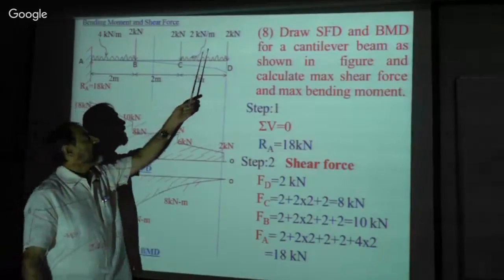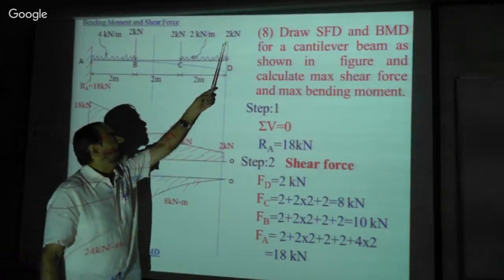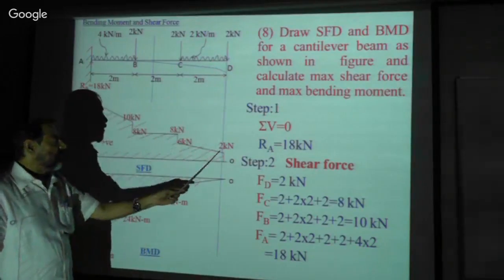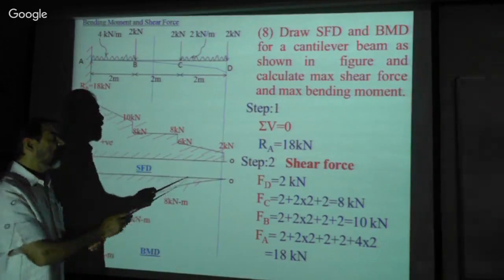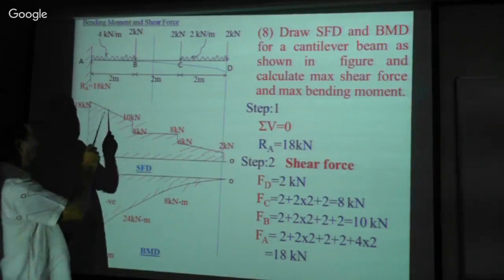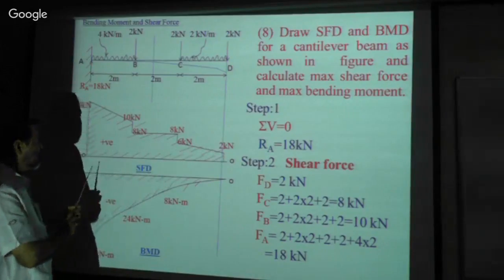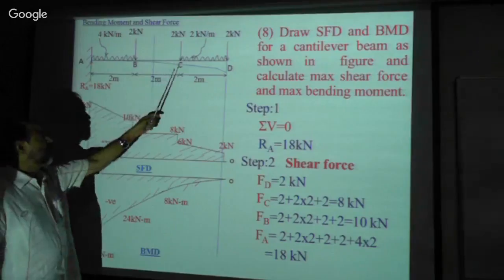And again at this point, at the point D, there is a 2 kilonewton acting downward. Then come down and reach the 0 point. This is how we can complete this diagram. This gives you the shear force diagram for the given system of loading.